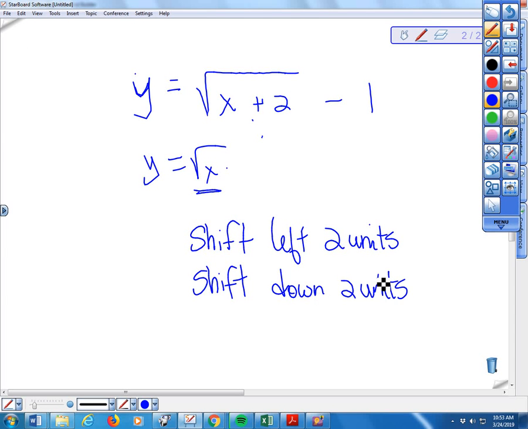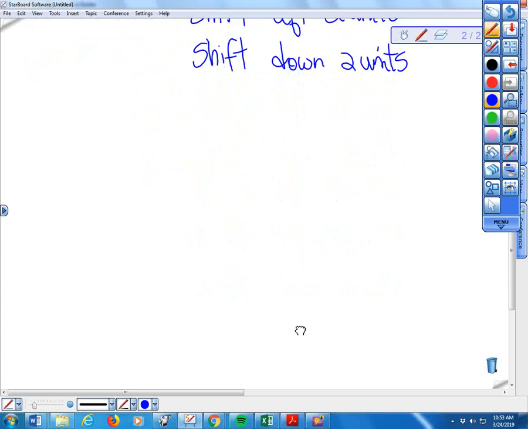Remember the general form. Okay, so if h is positive, there's a negative sign there. So if I shift right, I'm going to have x minus something. If I shift left, it's going to be x plus something. And then the k is always whatever sign it is. Shift down if it's negative, shift up if it's positive. Okay, for that problem, all you need to do is describe.